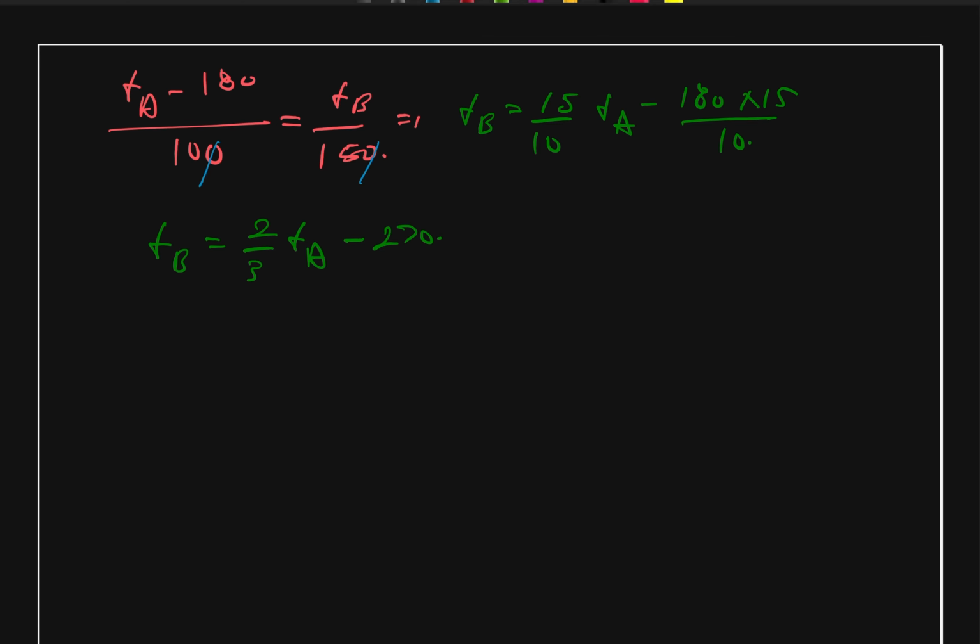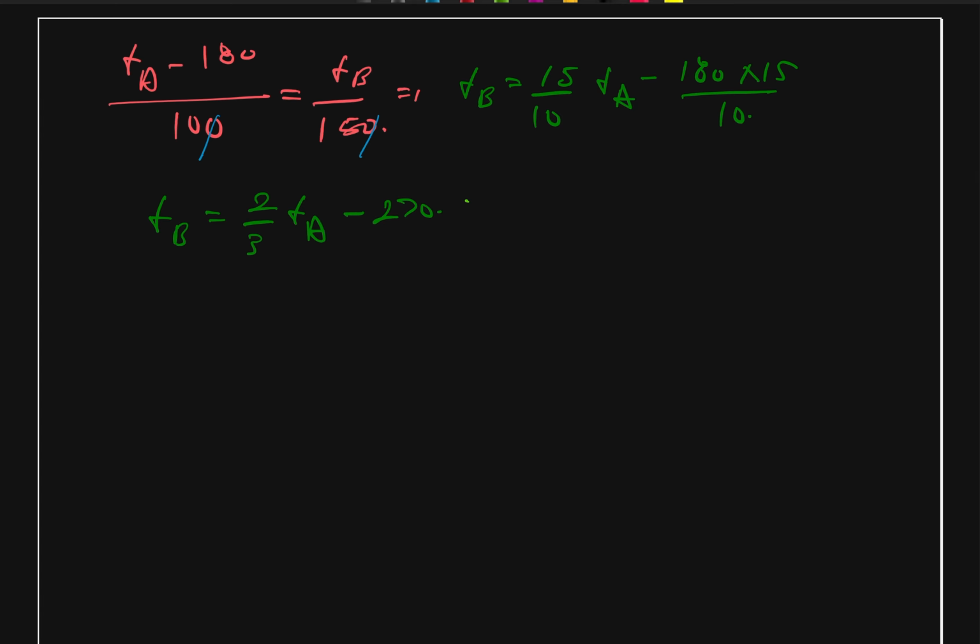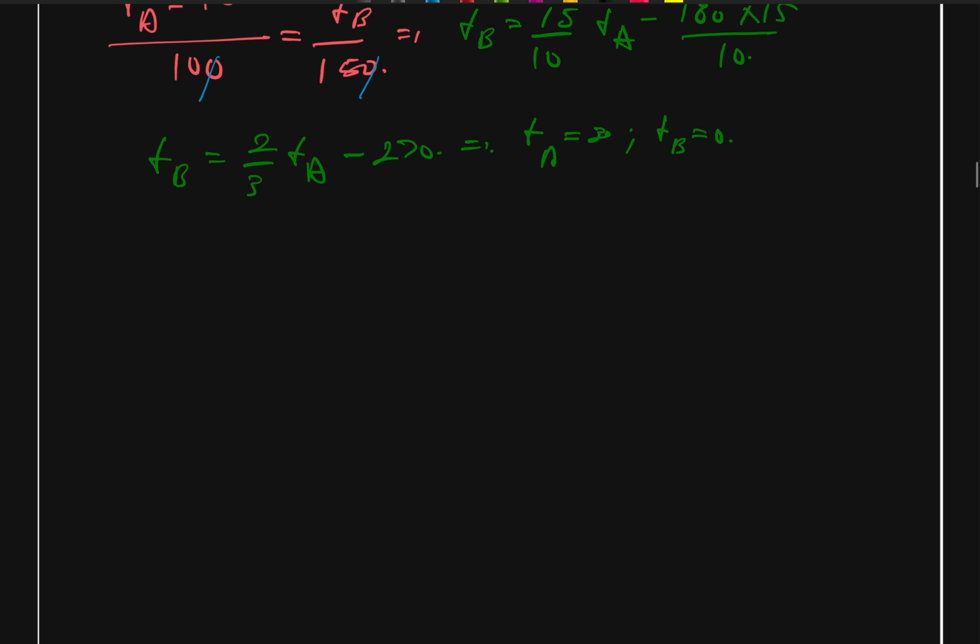And let's check it with respect to our fixed points. So we have our T of A is equal to 30 and T of B is equal to 0. Therefore we get this as 0 is equal to 3 by 2 times 30 minus 270, which will be coming as minus 225. Obviously this is incorrect.